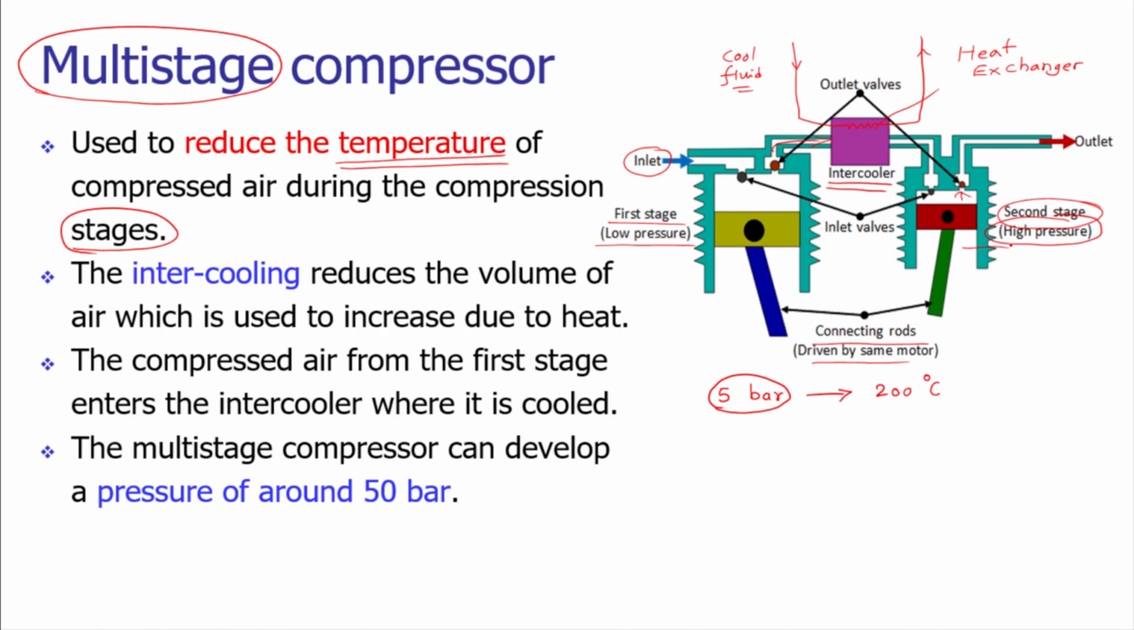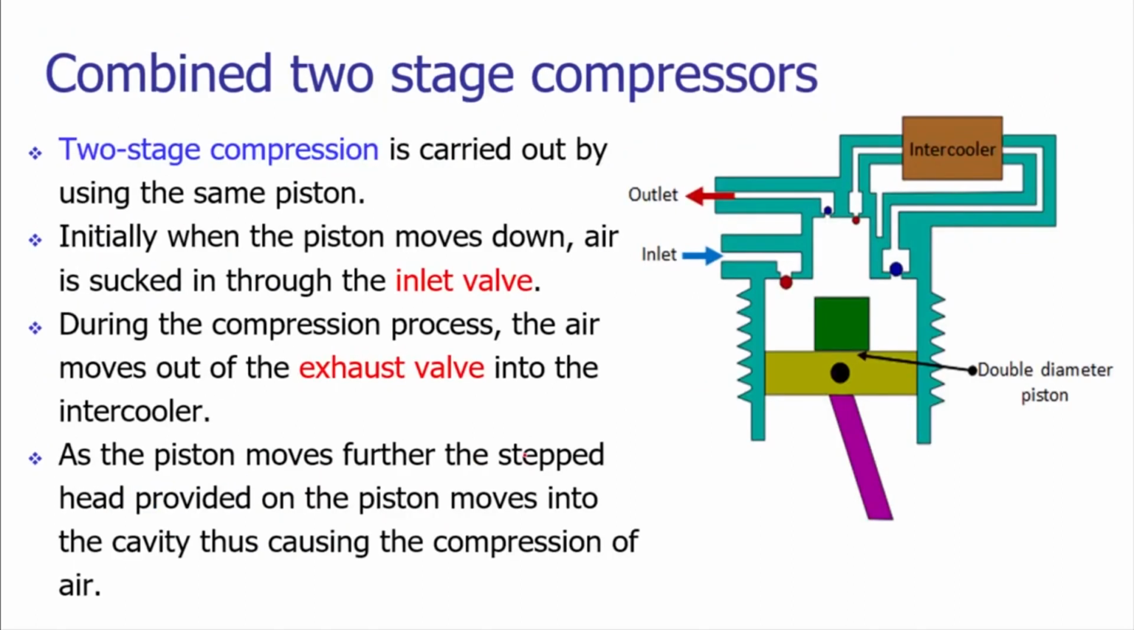Already we are getting a compressed air which is cold and has low volume, and we can further increase its pressure by applying mechanical energy through the piston in the second stage. Afterwards the pressurized air, which is around 50 bar, can be sent for the required operation. So we can have the combination of these two stages together. The arrangement of the combined two-stage compressor is on your screen.